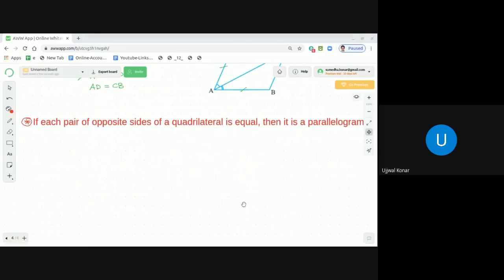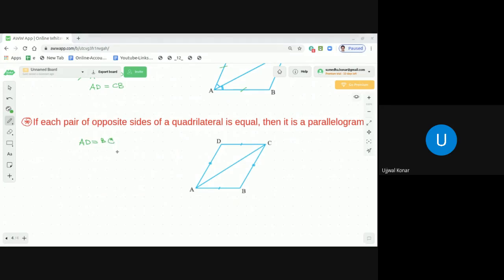Now, if you look into this diagram, AB and CD, the opposite sides of the quadrilateral, are equal. Let us assume this, because that is what the statement says. ABCD is a quadrilateral, and what are the other two opposite sides here, dear students? It is AD and BC. Suppose AD and BC are also equal. So we say that AD is equal to BC.